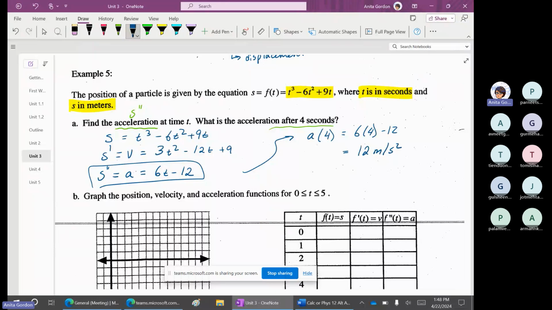Did I do that right? Did I math correctly? Yes, I did. Okay, next thing, yes.